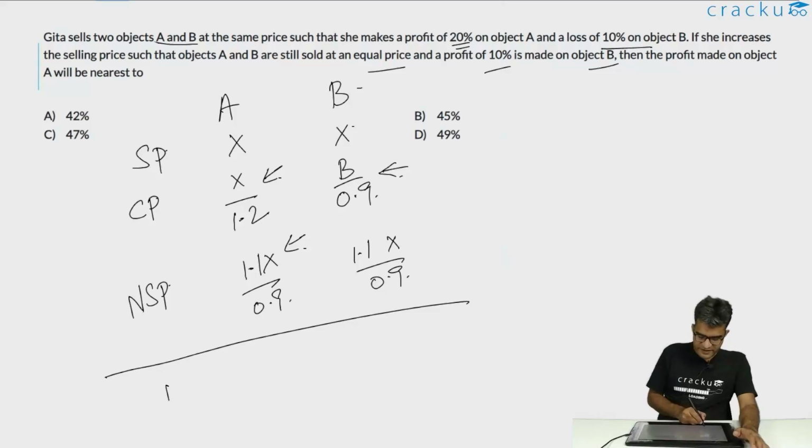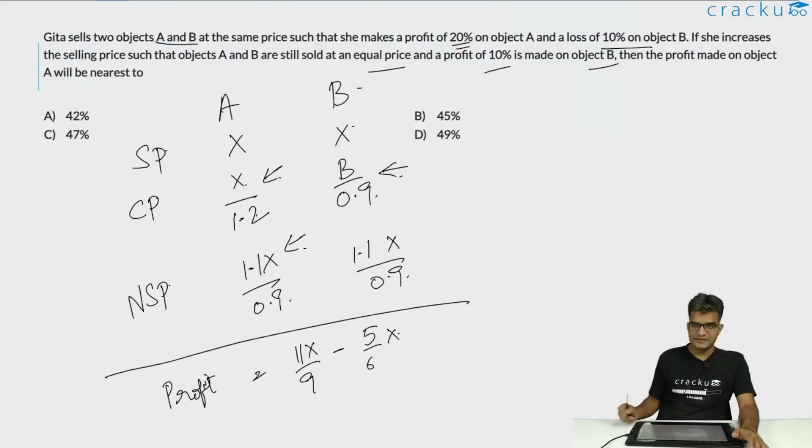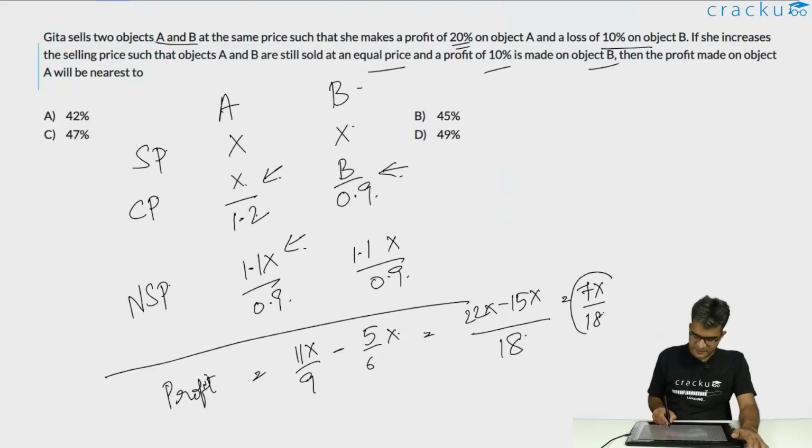So what is the profit? The profit will be 1.1x divided by 0.9, which is 11x by 9, minus the cost price, which is x divided by 1.2, which is 5 by 6x. This is equal to, by 18, this is 22x minus 15x, which is equal to 7x by 18. This is the profit. So what is the profit percentage?